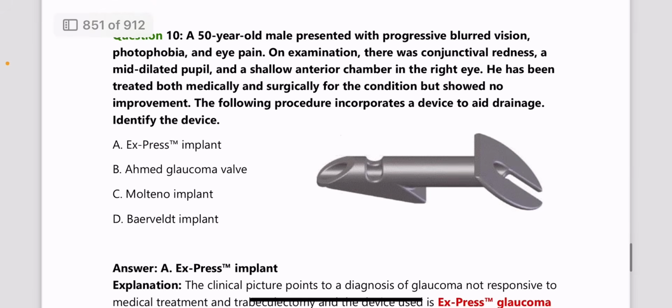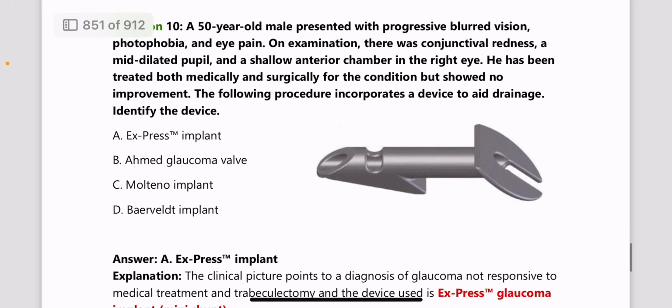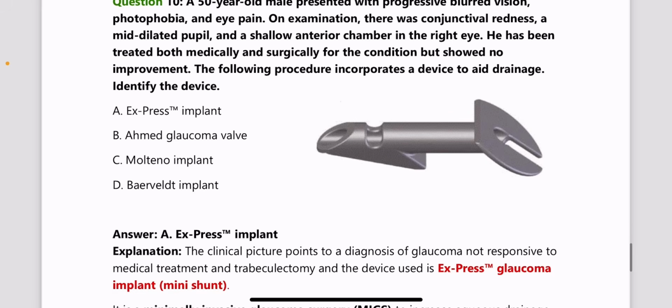Next, a 50-year-old male presented with progressive blurred vision, photophobia, and eye pain. On examination, there was conjunctival redness, a mid-dilated pupil, and a shallow anterior chamber in the right eye. He has been treated both medically and surgically for the condition, but showed no improvement. The following procedure incorporates a device to aid drainage. Identify the device. Answer is Ex-PRESS implant.